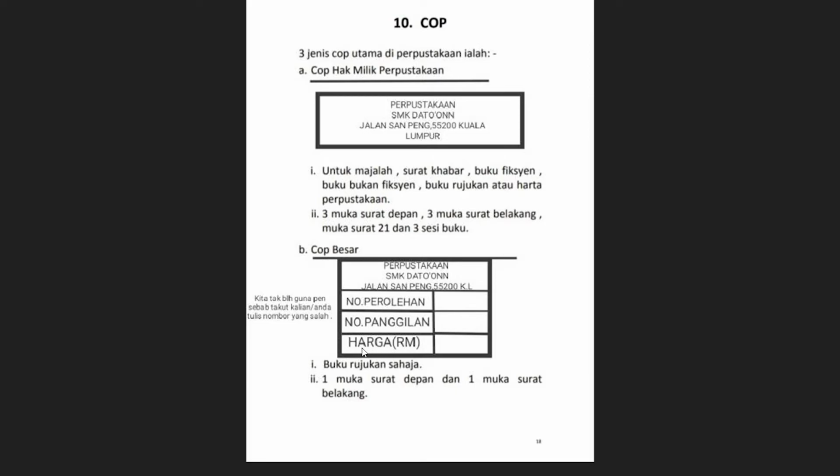And lastly, we have harga. Harga means the price. So we have to write down the price of the book and the 2 unique codes for the book. And as you can see over there at the side, we are not allowed to use pen. We are using pencil. That is because we can avoid any mistakes that we write. So you don't harm the book actually. You can just wipe it off with your eraser.